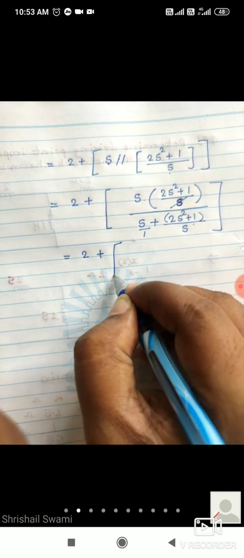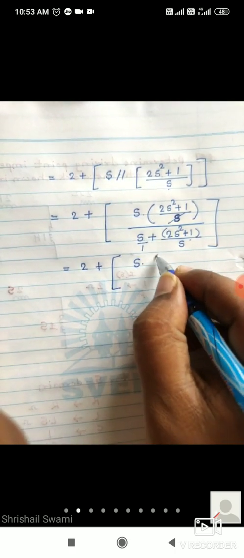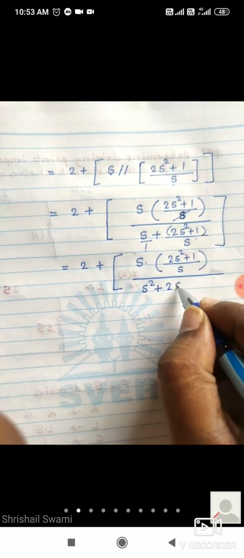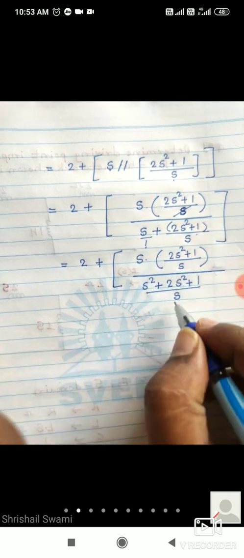2 plus, so s into 2s square plus 1 divided by s as it is, divided by, now you can take cross multiplication, s into s, that is s square, plus 1 into this bracket, that is 2s square plus 1 as it is, divided by s.